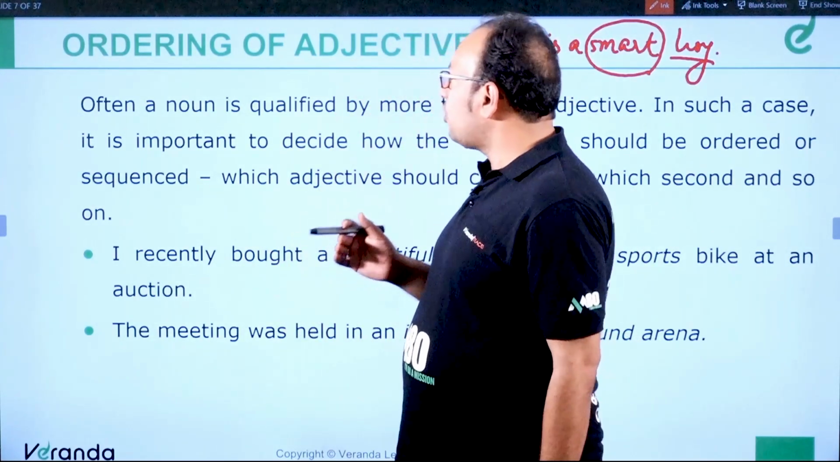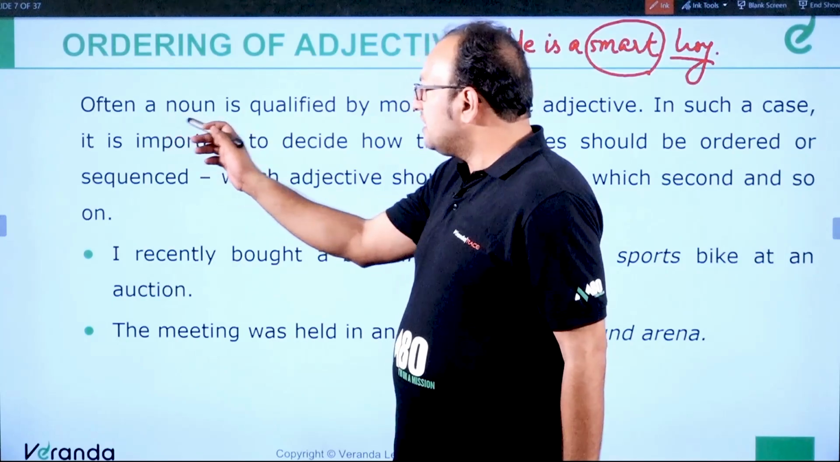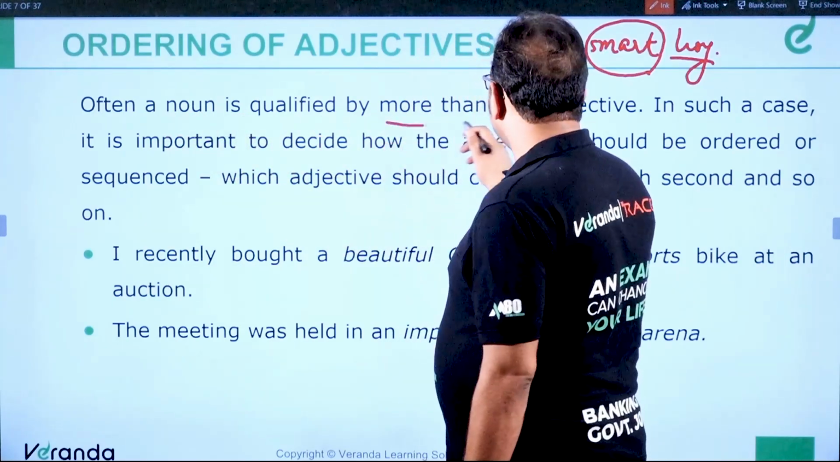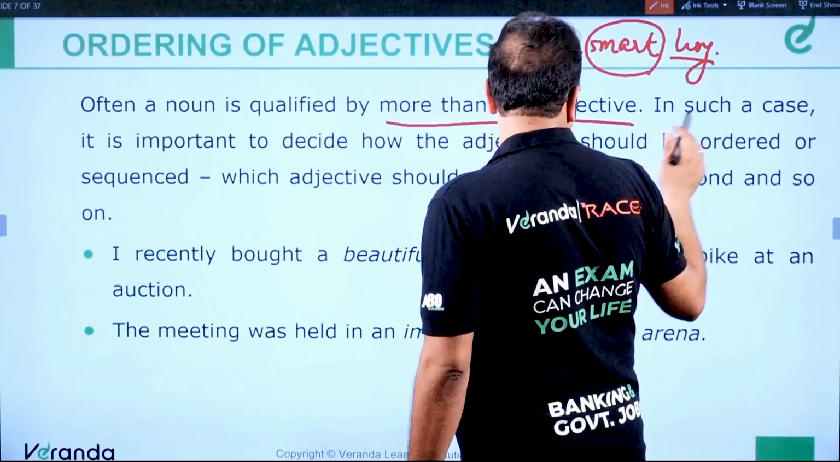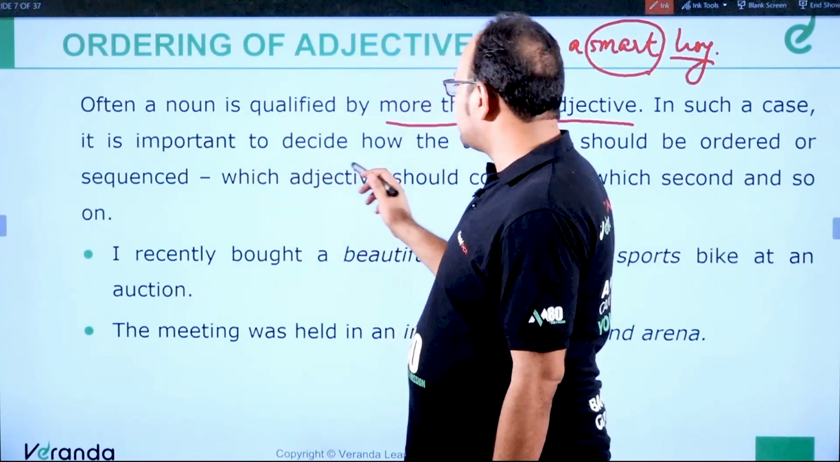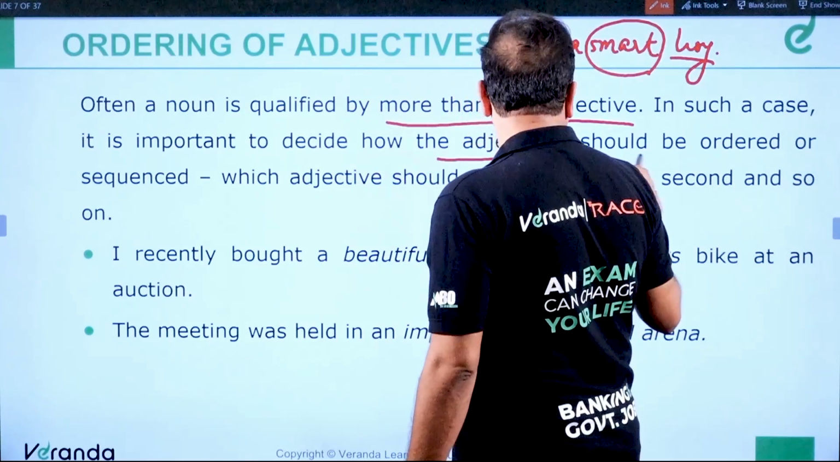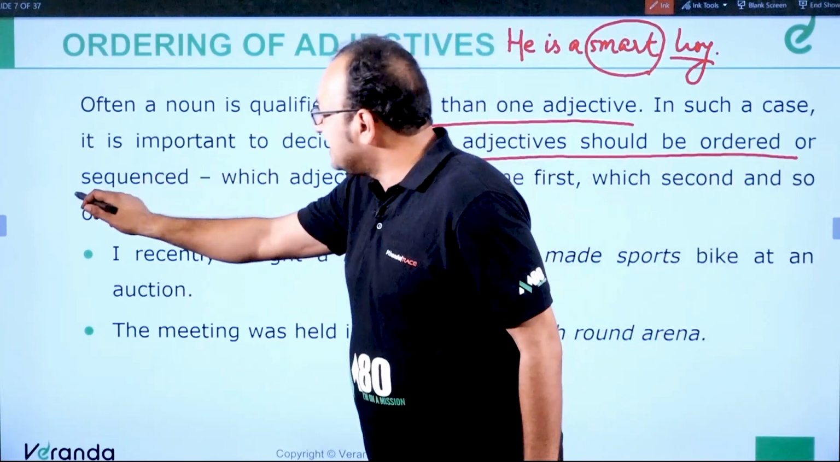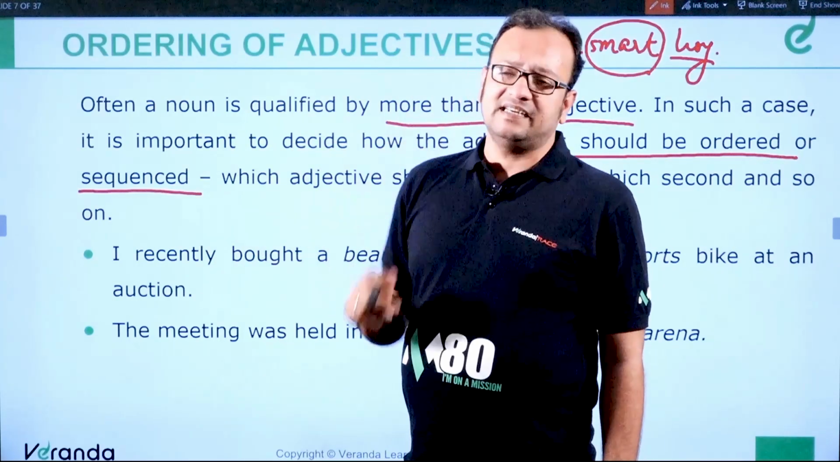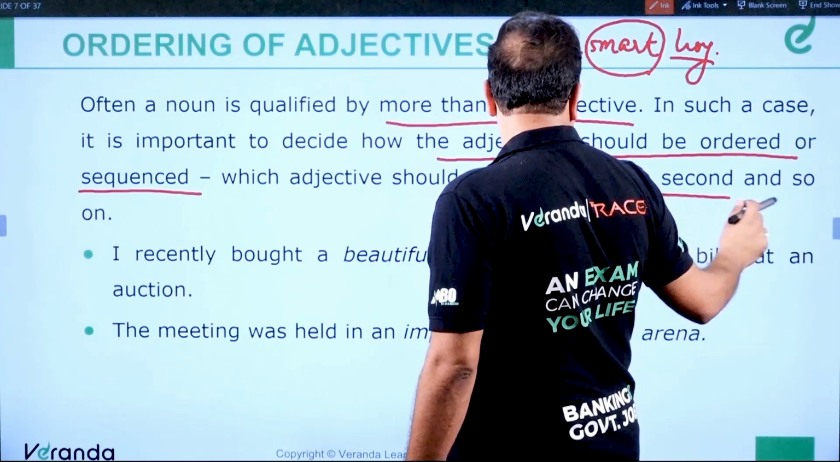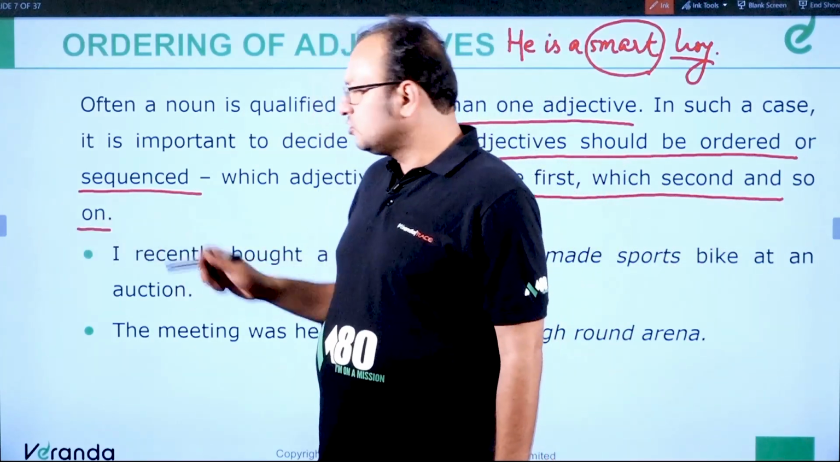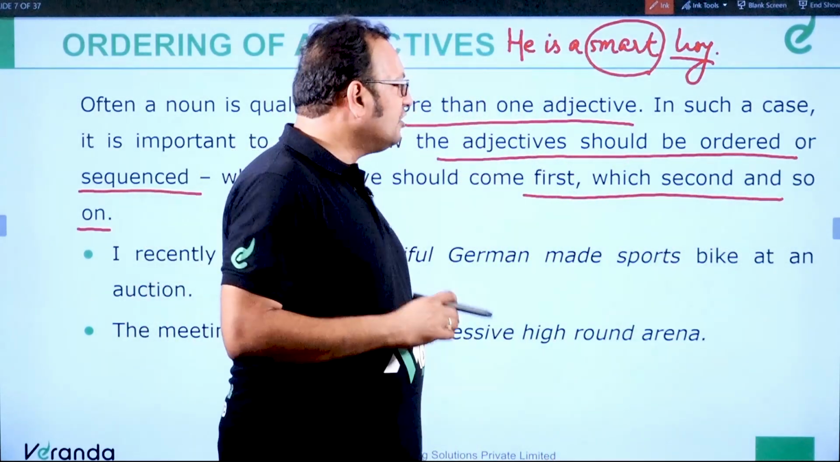So we are understanding the order of adjectives. Often a noun is qualified by more than one adjective. In that case, what happens? In such a case, it is important to decide how the adjectives should be ordered or sequenced or placed in the sentence. Which adjective should come first, which should come second, and so on. There is a certain rule. I'll tell you the rule.